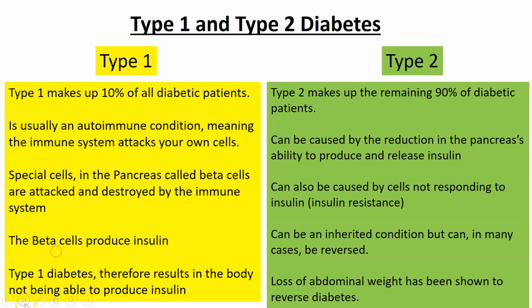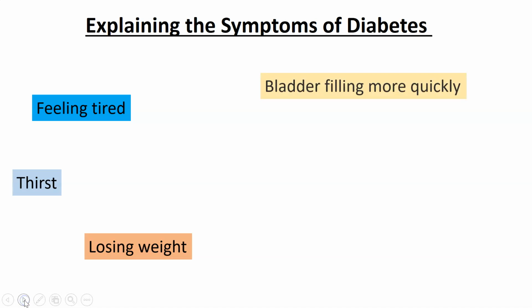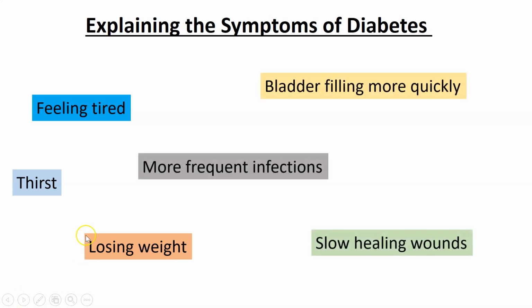The next thing I wanted to do was to start to explain the symptoms of diabetes. Before I do that, let's take a quick look at what the symptoms were. Feeling thirsty, feeling tired, losing weight. Bladder filling more quickly. Infections happening much more frequently. And if you do develop a wound, the wound heals much slower. These are the common symptoms of diabetes. Now, let's go through these one by one.